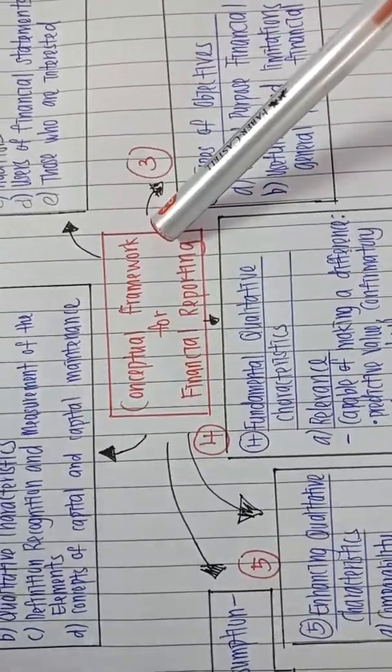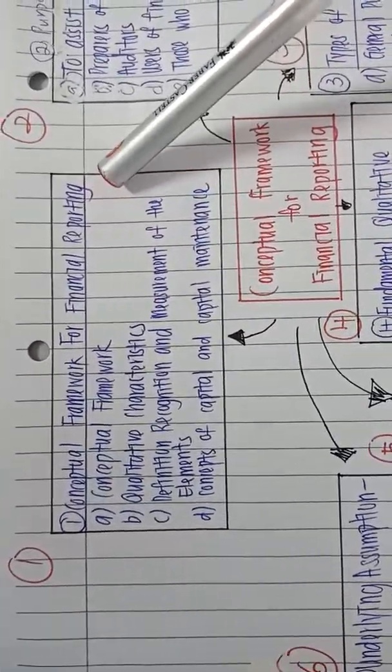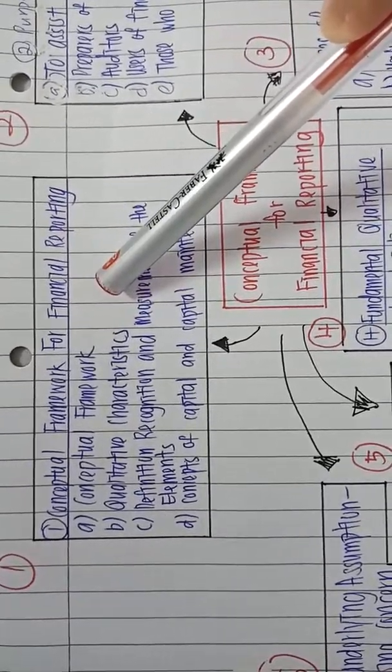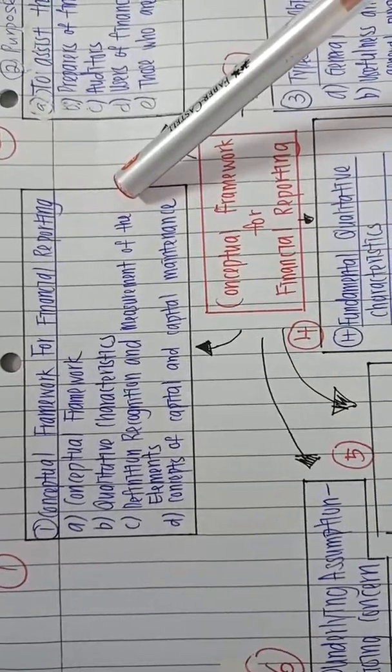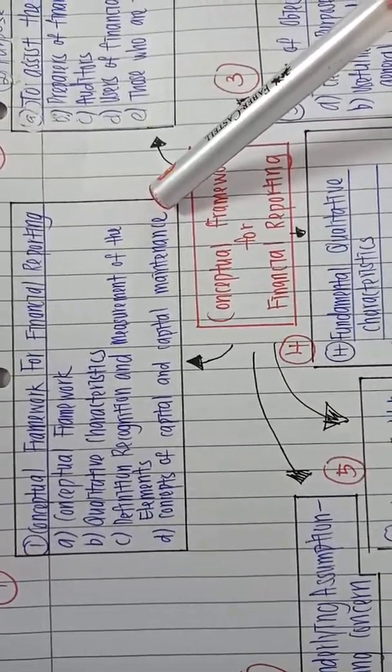Framework for financial reporting. The conceptual framework for financial reporting has four parts. The first one is the conceptual framework, the second one is qualitative characteristics, the third one is definition, recognition, and measurement of the elements, and the last one is concepts of capital and capital maintenance.